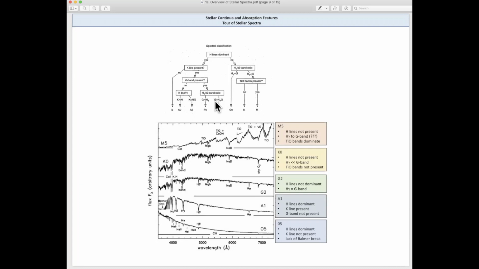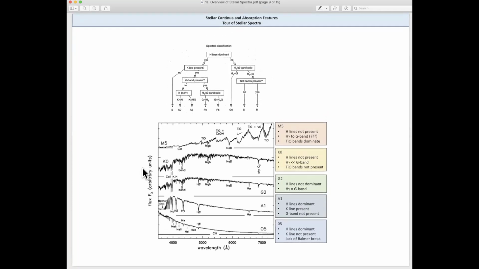Same here. H gamma, in particular, H lines. And in particular, when you get here, you're really going to be looking at what's going on with H epsilon relative to the K line. So it's a little bit confusing. Yeah. Got it. Thanks.